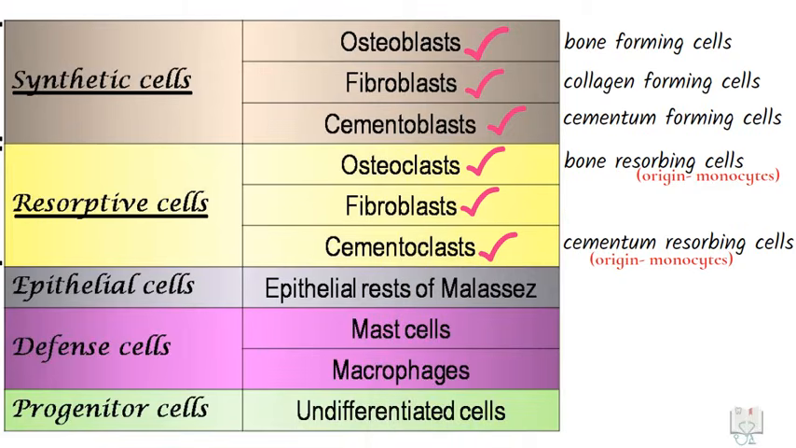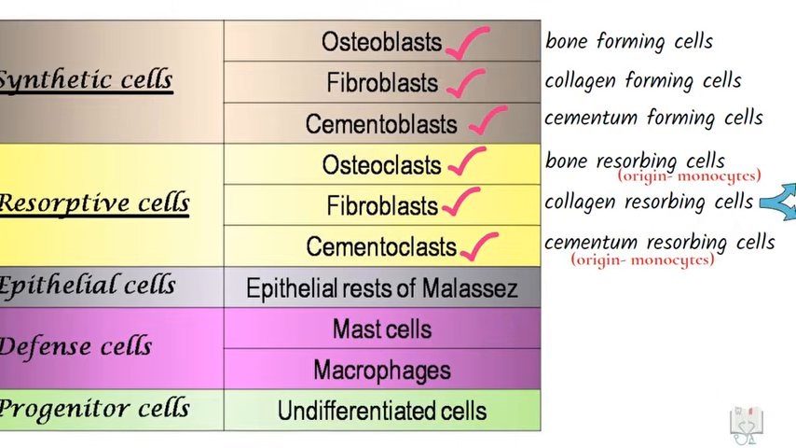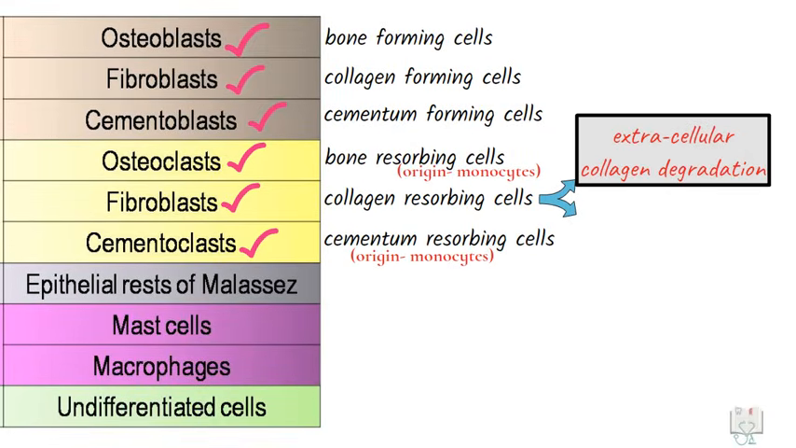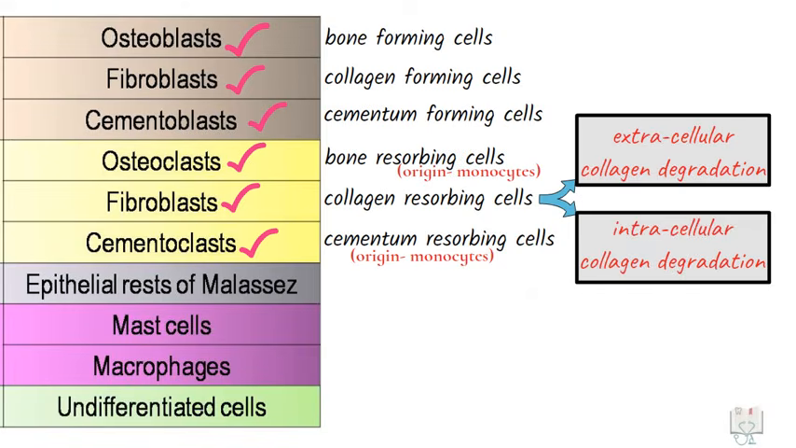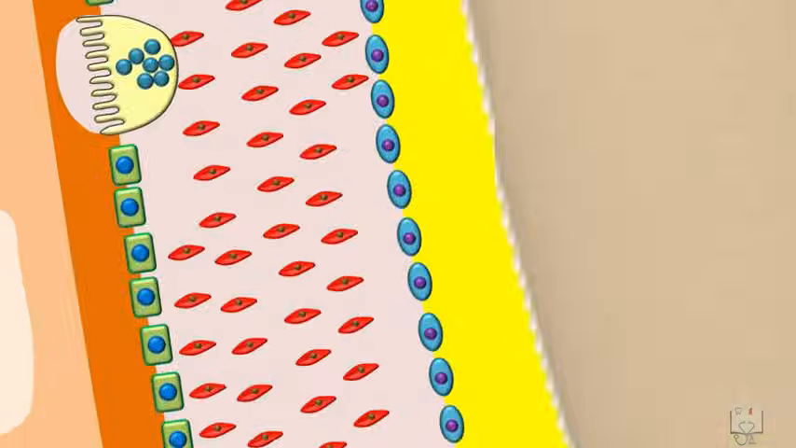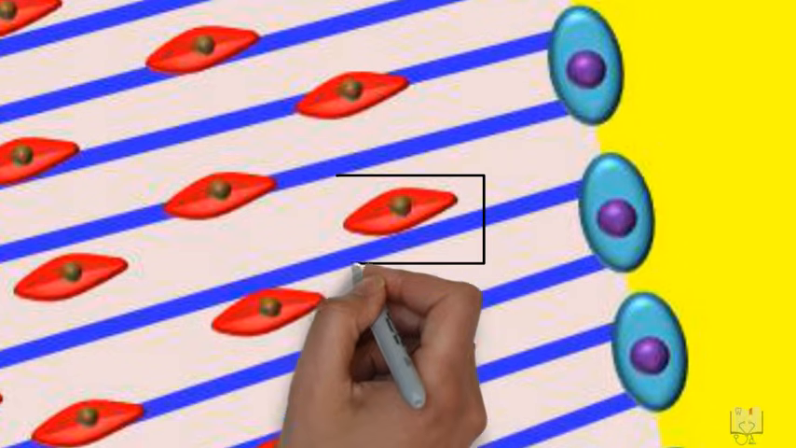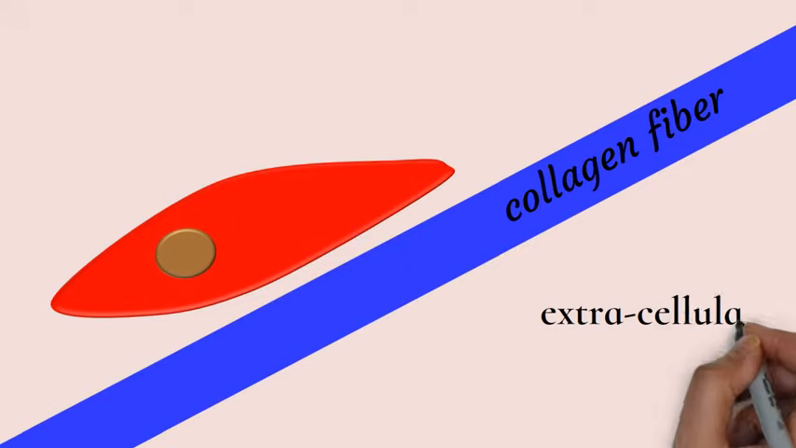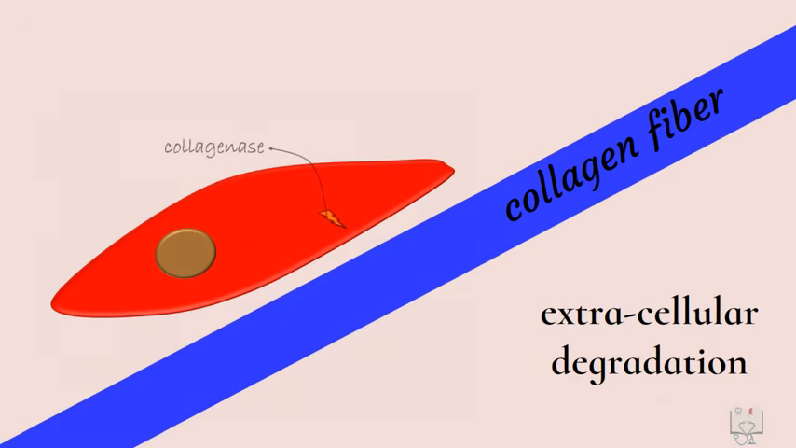Fibroblasts. Fibroblasts have a dual action of formation of collagen as well as their destruction. Fibroblasts carry out both extracellular collagen degradation and intracellular collagen degradation. In the periodontal ligament, if we take a look at collagen degradation extracellularly, fibroblasts have enzyme like collagenase, which when released outside degrades collagen.